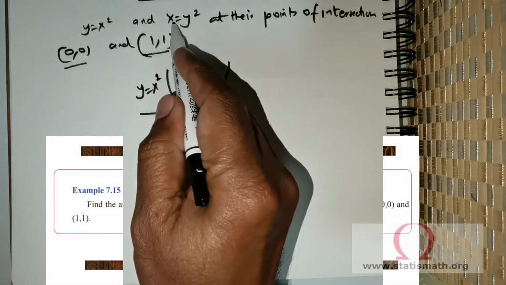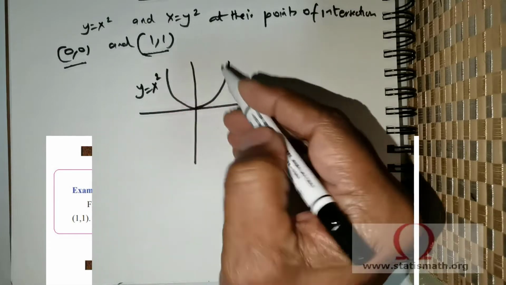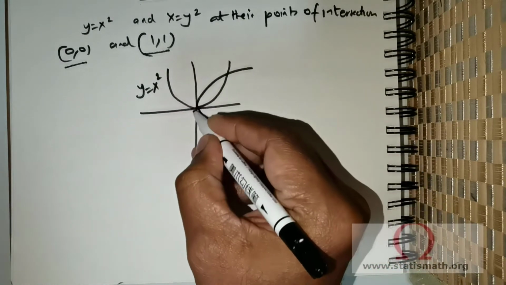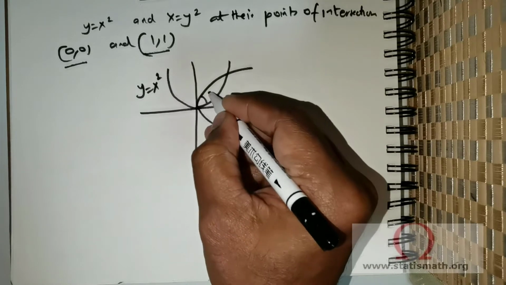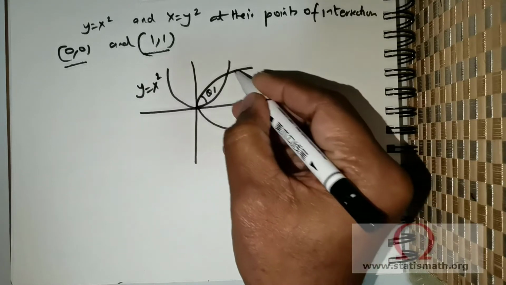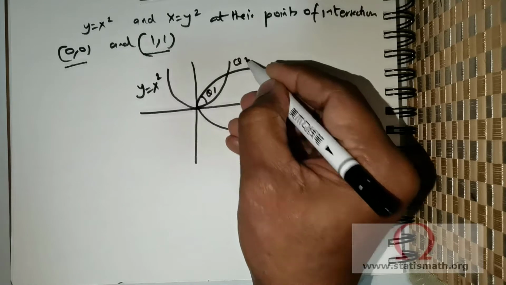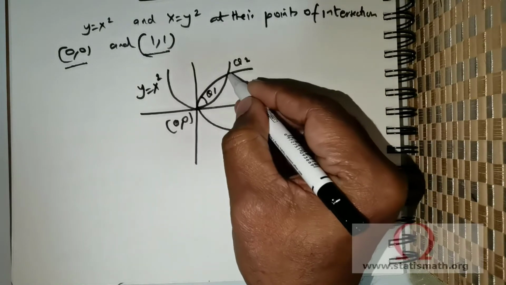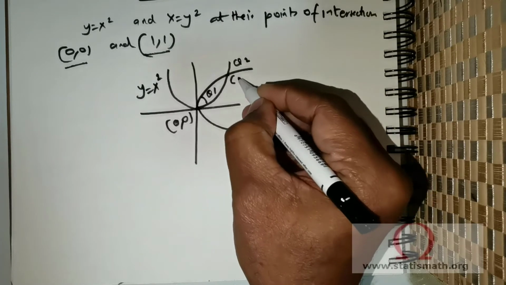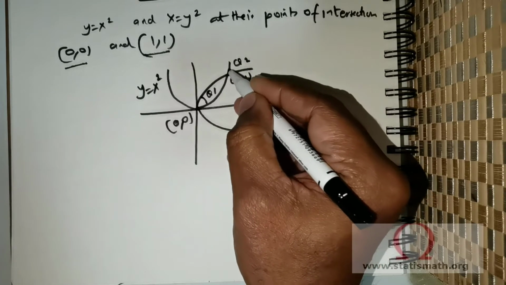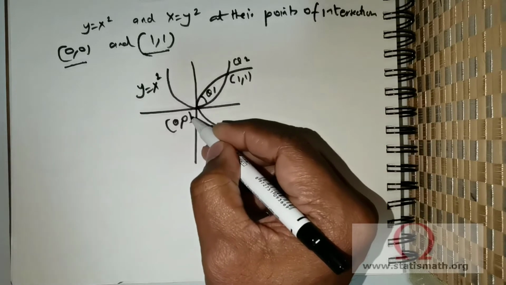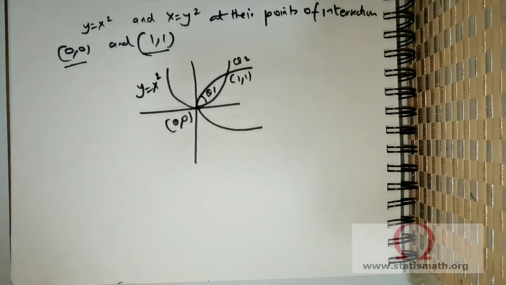Now, if you were to draw the parabola x is equal to y squared, that is going to be C-shaped. So definitely there is an intersection here, which we can call theta 1, and there is an intersection here, theta 2. Now this intersection occurs at (0, 0). This intersection occurs at (1, 1). You are expected to find the angle between the curves at (1, 1) and the angle between the curves at (0, 0). So that is the question.